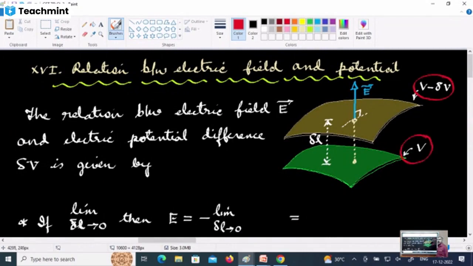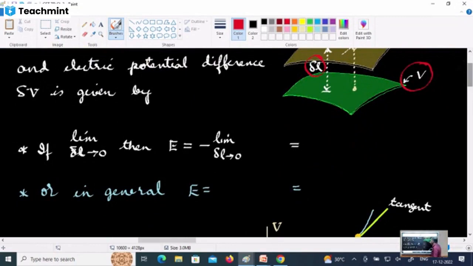The lower one is having higher potential V. The upper surface is having lower potential V minus delta V. The separation distance between the two is delta L. Then you see electric field exists perpendicular to the equipotential surface. So if so, how much is the electric field? Electric field is given by E equals negative of potential difference delta V divided by separation distance delta L.